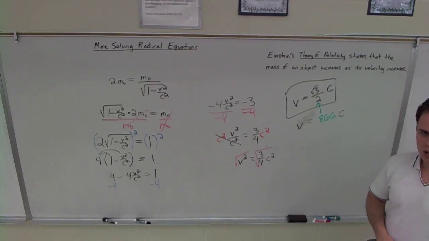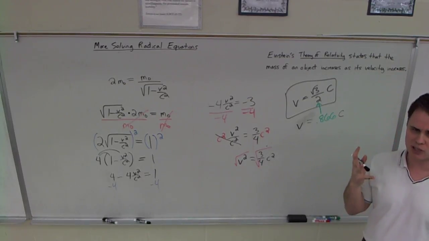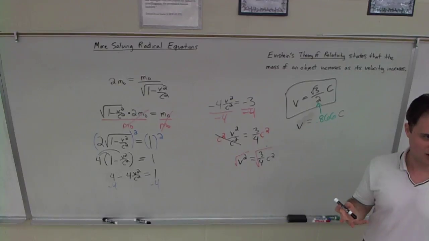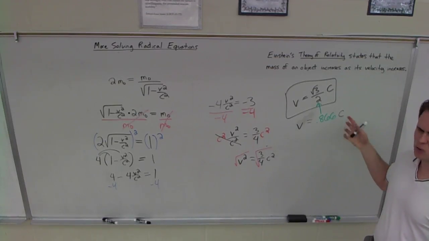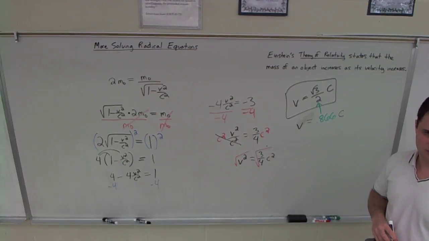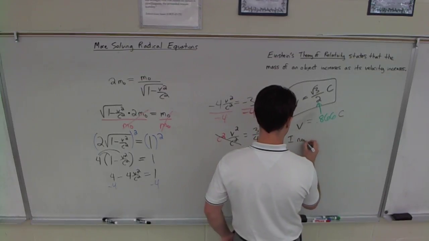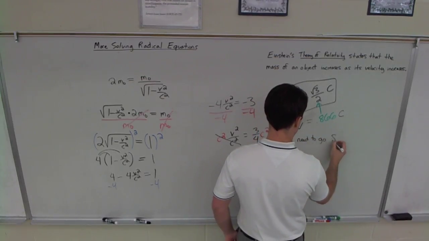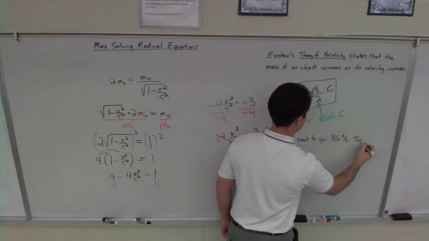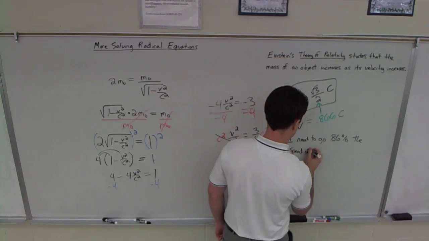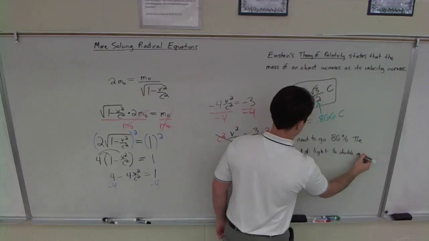So, the velocity of an object, in order to get double the mass, right? How fast do you have to go? That says it. 0.866 c. What's that mean? 0.866 times the speed. Exactly. So I'm going to say that in a sentence. I need to go 86% of the speed of light to double my weight.